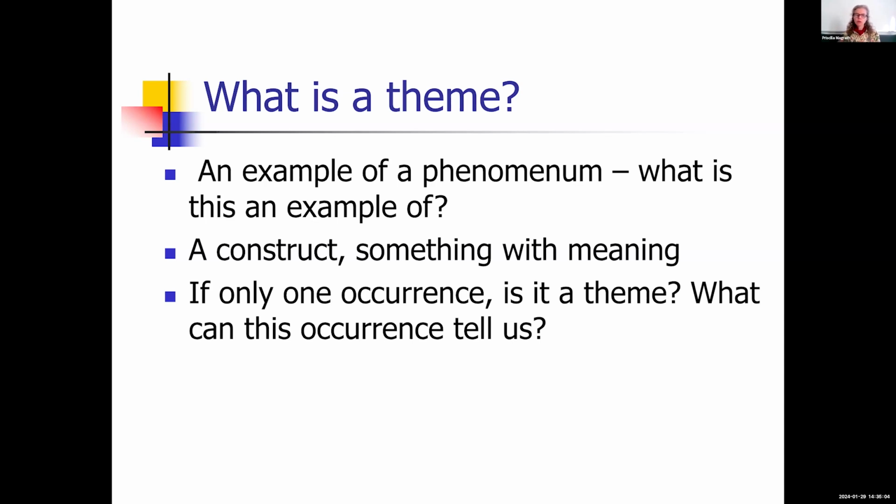So this comes to a slightly tricky question, which is, well, what happens if you come across something that's very interesting, but there's only one occurrence? Then is it a theme? Well, typically, no, it's not going to be a theme, because a theme needs to connect across different observations or different phenomena or something like that.